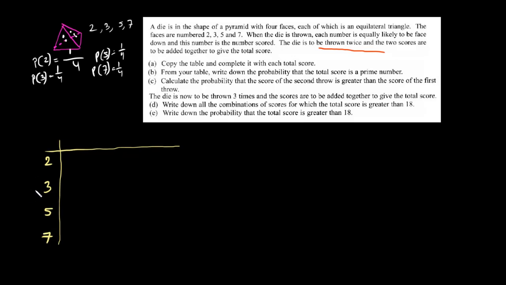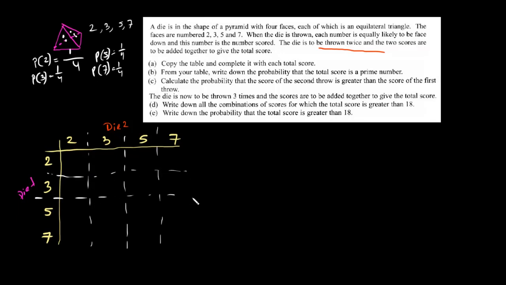This is die number 1. So let me call this die 1. And this is die number 2. So this number is again 2, 3, 5, 7. So let me just draw this. Okay, so we have to complete the table.